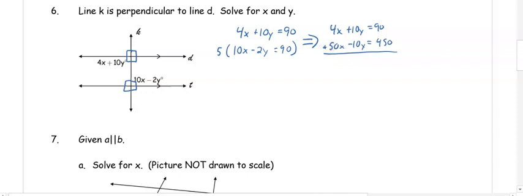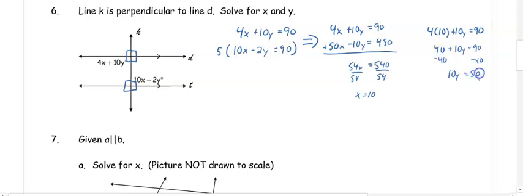So we add straight down. We get 54x is equal to 540. We can divide by 54. And x equals 10. Then we can go back and solve for y. So we have 4 times 10 plus 10y equals 90. 40 plus 10y equals 90. We can subtract 40 from both sides. 10y equals 50. Divide by 10. So y equals 5. So 10, 5.